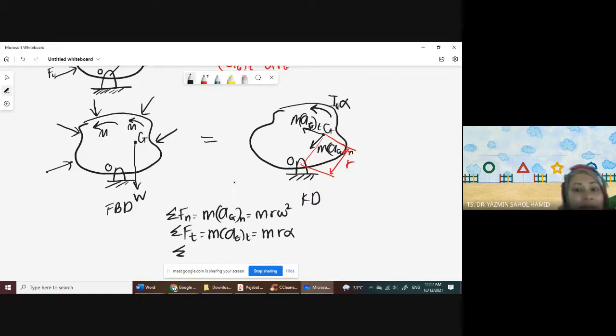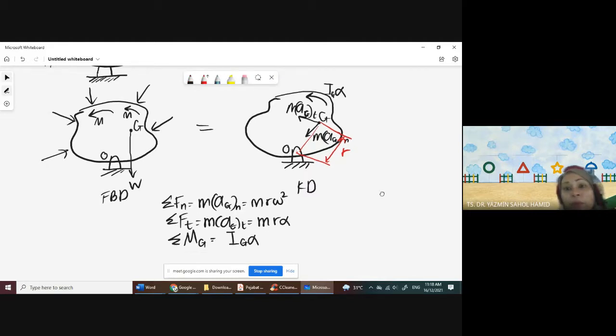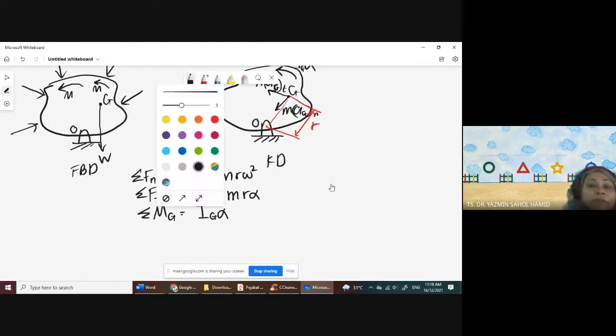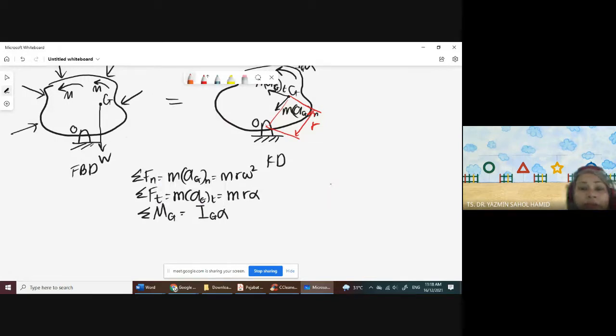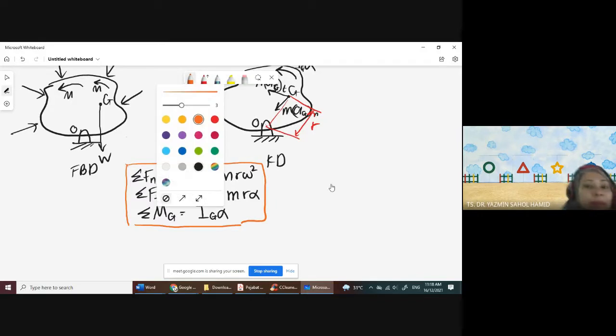And then lastly is summation of moments, you take moment at G, equals to I G alpha. So this is the important thing. What I want to highlight for today's class is this new formula here: when you take moment at point G, you must have I alpha. These are the equations that you need to consider. Now, this one is if you take moment at point G.